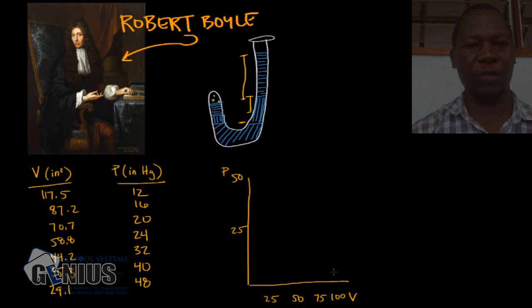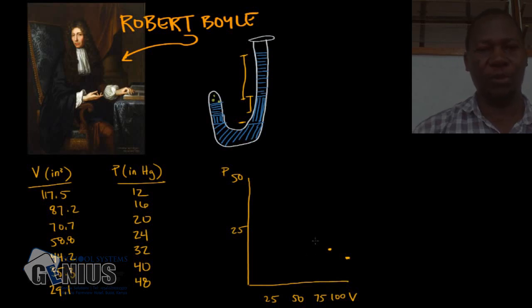We see that when our volume is 117.5, our pressure is 12. Also, that will be right about here. And we see that as our volume is 87.2, our pressure goes a little bit to 16. And when we have our volume at 70.7, our pressure is about 20. So that will be about right there. When our volume is just about 60 here, we have a pressure of 24.